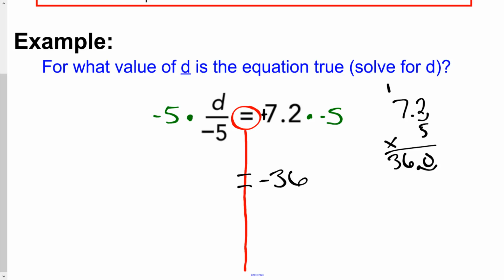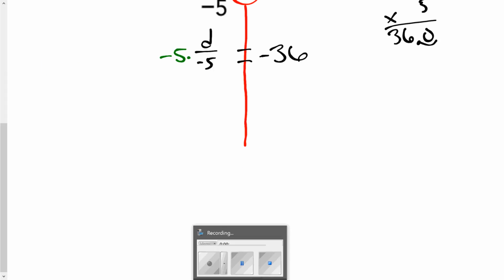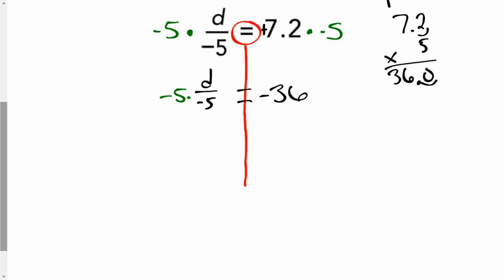And on the left-hand side, I am going to take some time to talk about this. I've got -5 times d over -5. We have to follow, still, like always, the normal rules for multiplying fractions. In this case, I don't have two fractions. I have a whole number times a fraction, so I have to change this -5 into a fraction. We do that by writing -5 over 1, and then the rest of the equation.